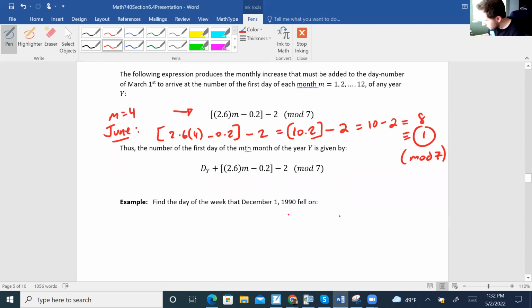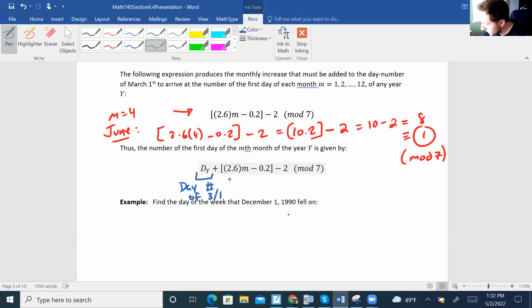So then really, if I want to know the number of the first day of the nth month of any year y, all I'm going to do is take d sub y. So remember, this is the day number of March 1st of that year.